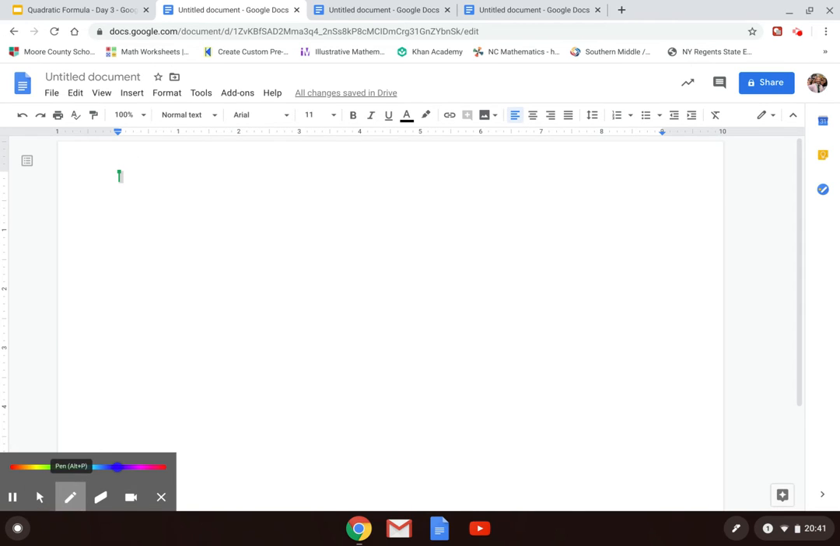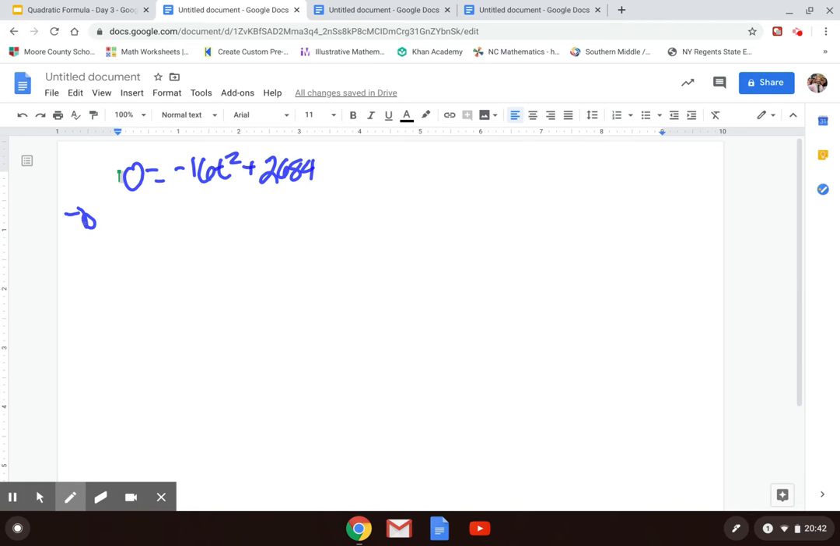0 equals negative 16t squared plus 2,684. All right, so that's the function that I wrote. So I'm going to use my quadratic formula to solve this function. So I'll start here with the negative b plus or minus the square root of b squared minus 4ac, all of that divided by 2a.